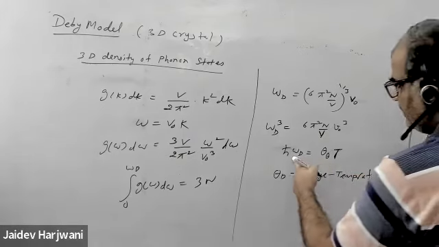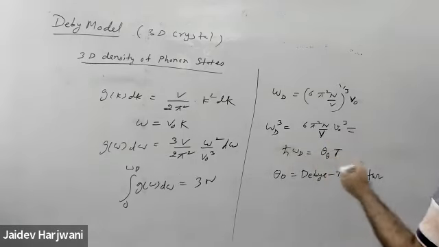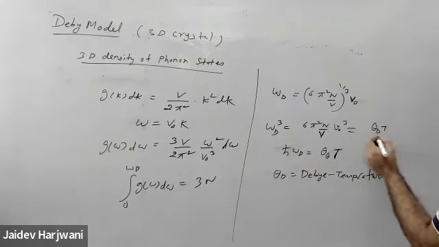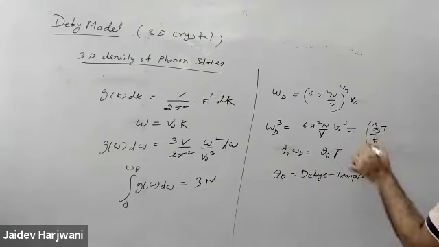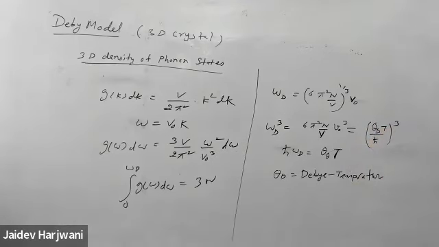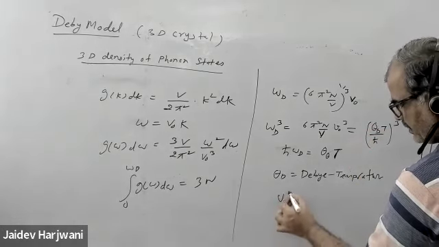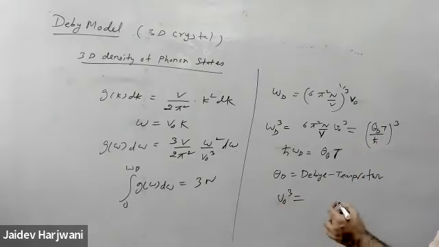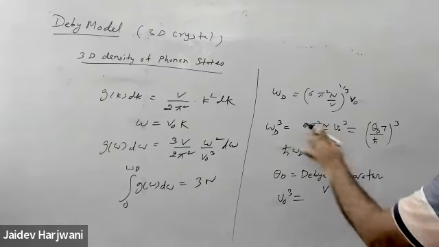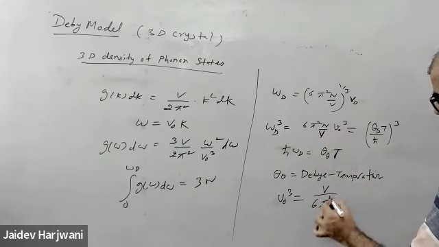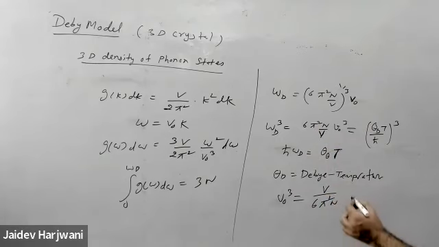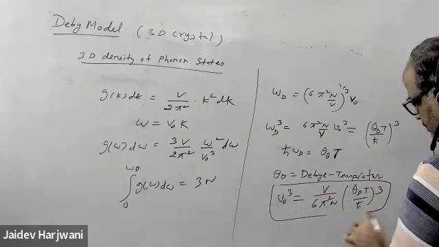So from here I can write omega D cubed equals (k theta D upon h cut) cubed, and from here I can calculate the value of v naught cube. V upon v naught cube will be 6 pi square N upon (k theta D upon h cut) cubed. So you should remember this expression also.